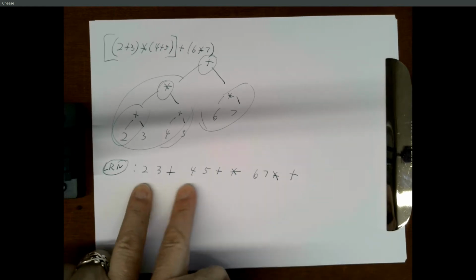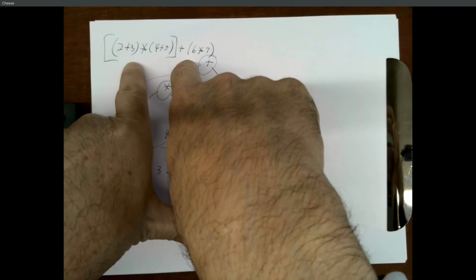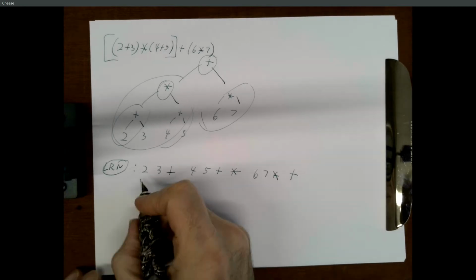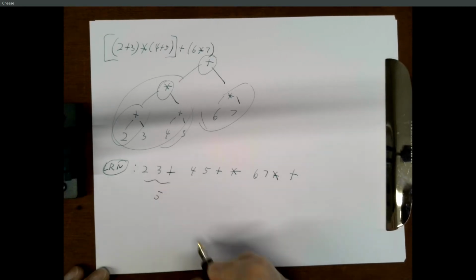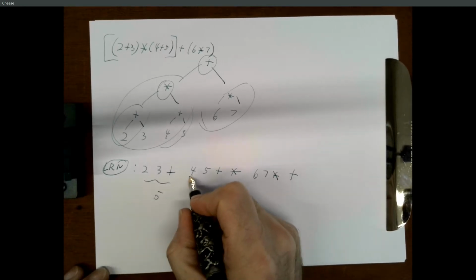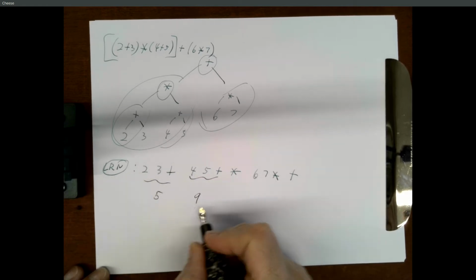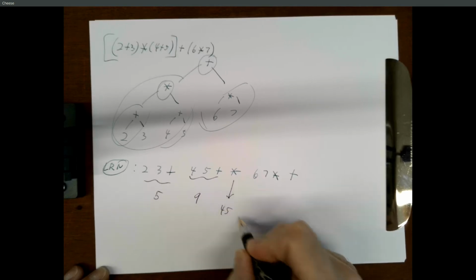Well, this is reverse Polish notation for this expression. And the way you read this is take a 2 and a 3 and add them together. That gives you a 5. Take a 4 and a 5, add that together. That gives you a 9. Take your last two results, 5 and 9, multiply them. That gives you a 45.